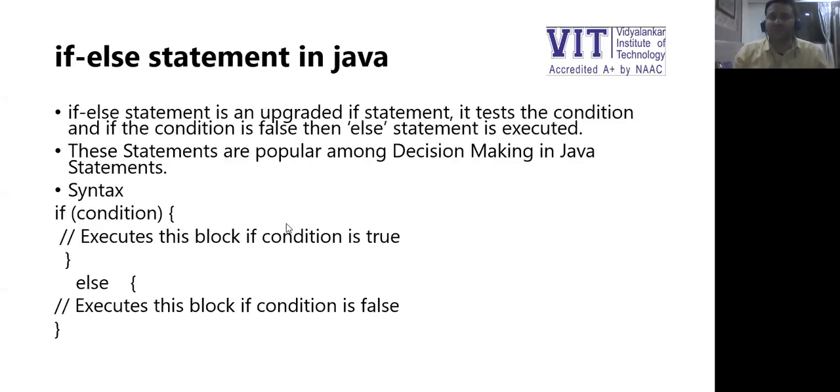Now in the if-else statement, we are specifying two blocks of code. If the condition is true, we specify the block of code to be executed. If the condition is false, we specify another block of code to be executed. So if true, then the if block, else the else block. This is how the if-else statement goes.